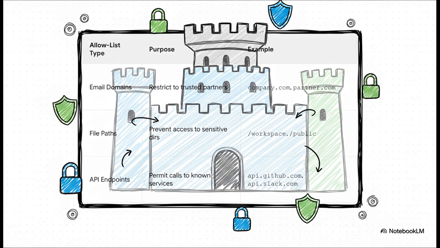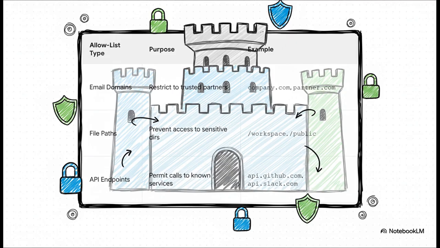Now, another really powerful layer is the allow list. Instead of trying to block all the bad stuff out there, you flip the script. You only permit what you know is good. For example, you can set it so emails can only be sent to your company's domain, or that the AI can only access specific, safe file folders.